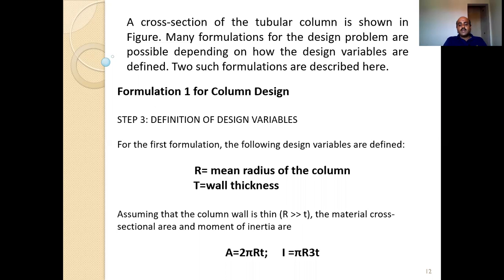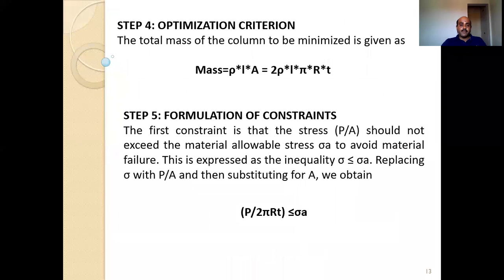Assuming that the wall thickness is thin, that is, the radius is much greater than t, the metal cross-sectional area and the moment of inertia are given by two formulas: A = 2πRt, and I = πR³t. For the optimization criteria, you have to minimize the mass. Mass is equal to density times volume, and volume is L times A.